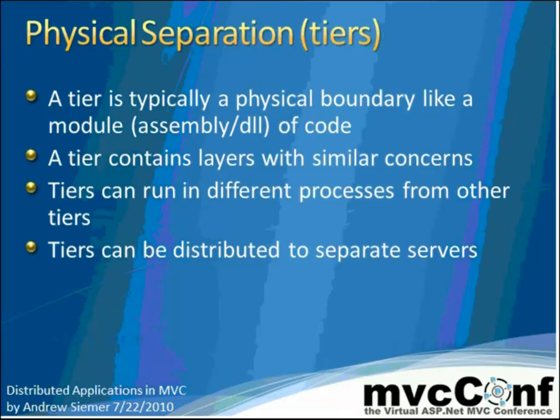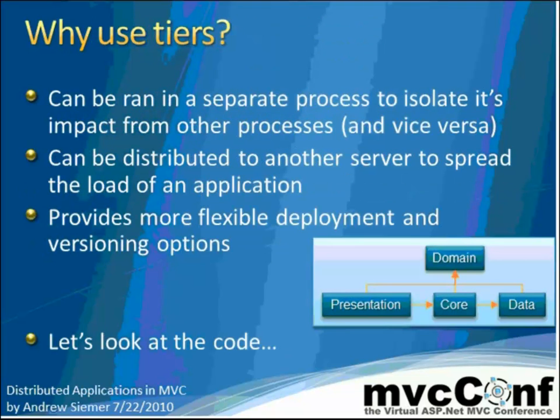Simple definition: a tier is typically a physical boundary, like a module, assembly, or DLL of code. A tier contains layers with similar concerns. Obviously, you can contain all sorts of different buckets of layers within this particular module. Tiers can run in different processes from other tiers, and tiers can be distributed to separate servers, so that's the ultimate different process. So why use tiers?